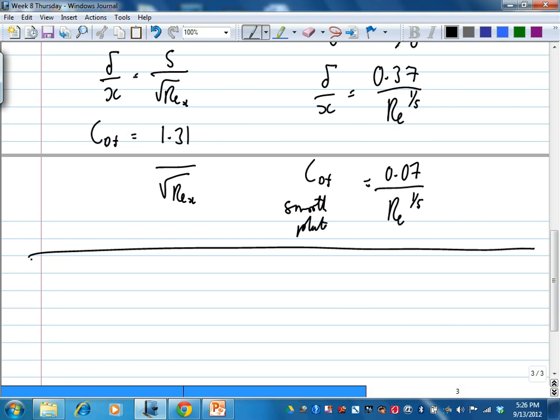Do you want to do an example? Let's do a turbulent one; we did a laminar one. Let's say for air, rho is 1.23, and mu is, what is mu?